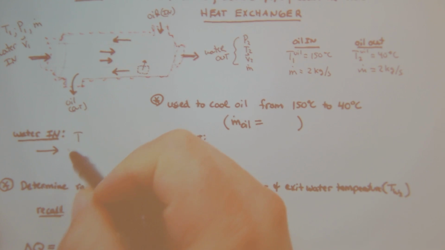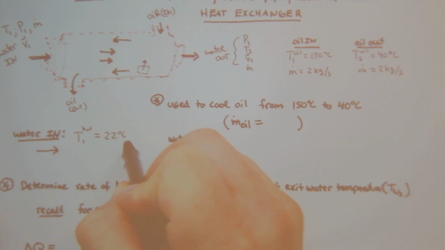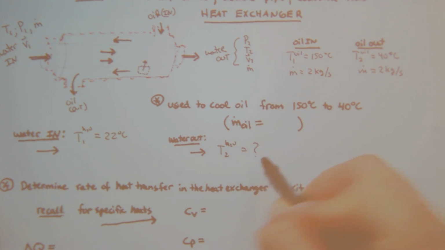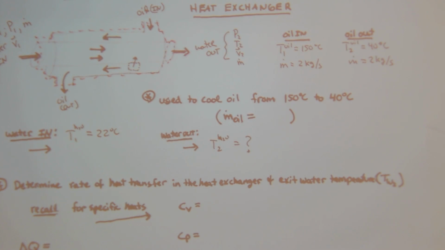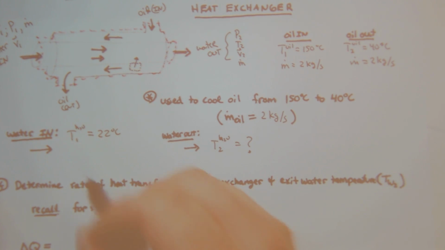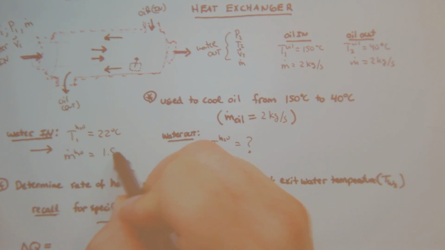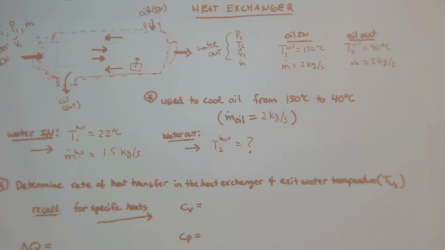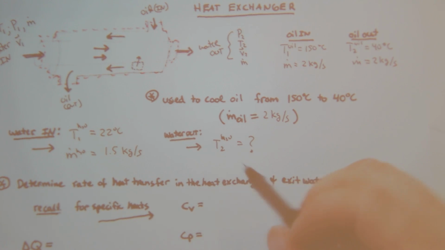So water comes in at a temperature of 22 degrees C, and the temperature of the water leaving is unknown. The mass flow rate of water is going to equal 1.5 kilograms per second. So of course the water out is going to have the same thing, right?